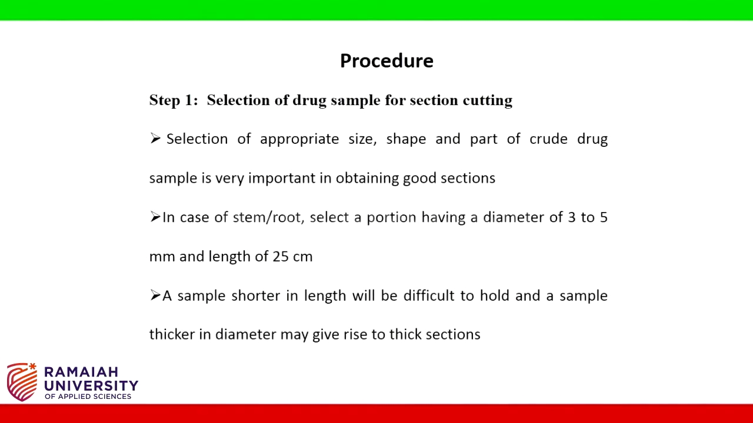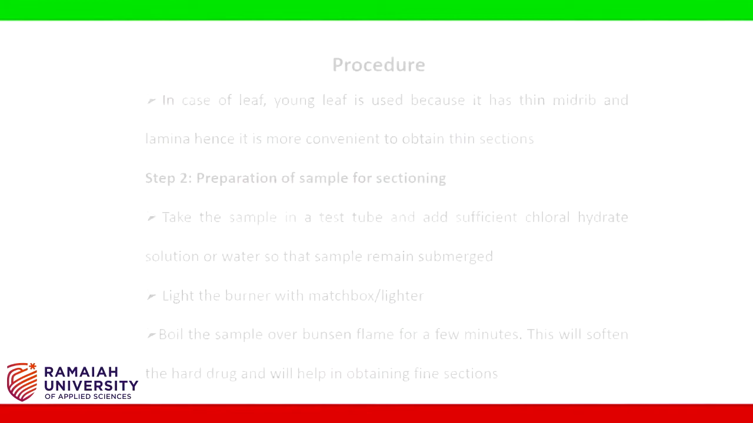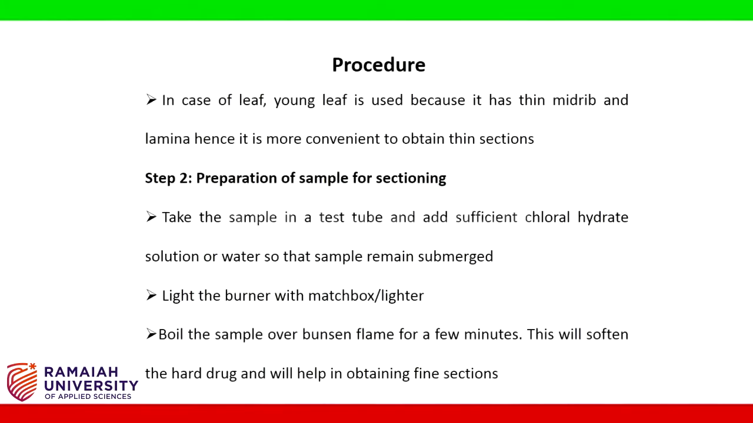Procedure. The first step in section cutting is selection of drug sample for section cutting. Selection of appropriate size, shape and part of the crude drug sample is very important in obtaining good sections. In case of stem or root, select a portion having a diameter of 3 to 5 mm and length of 25 cm. A sample shorter in length will be difficult to hold, and a sample thicker in diameter may give rise to thick sections. In case of leaf, young leaf is used because it has thin midrib and lamina, hence it is more convenient to obtain thin sections.